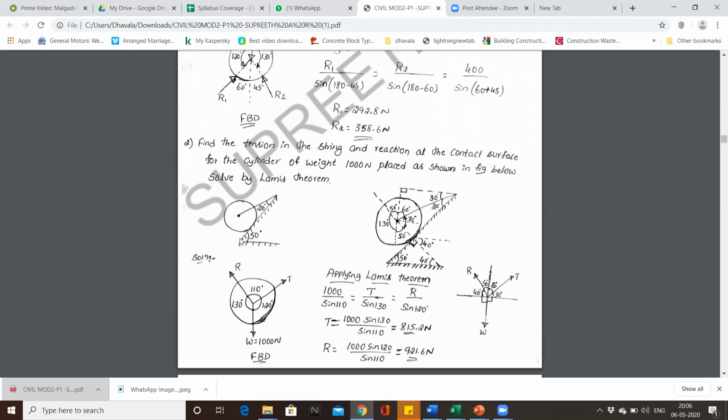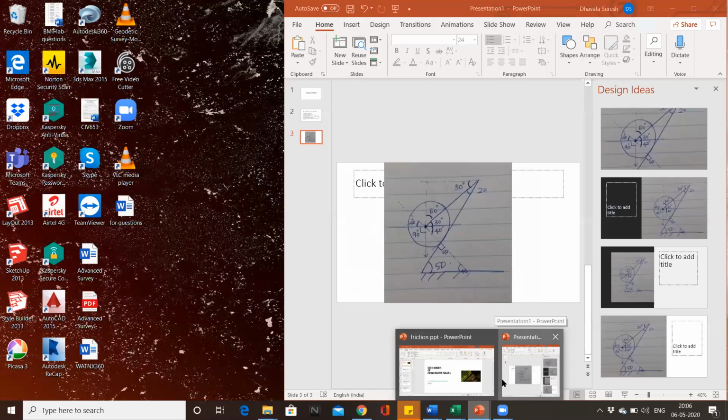The surface is inclined at 50 degrees and a sphere is supported with the help of a string at 20 degrees. In order to solve this, let us take the free body diagram. In order to write the free body diagram, let me resolve it this way.